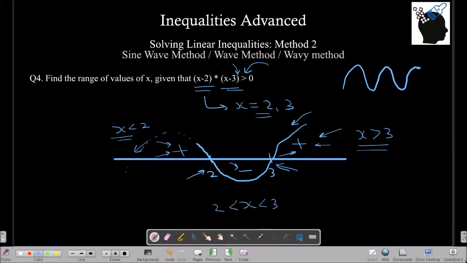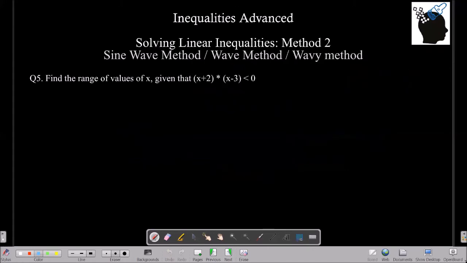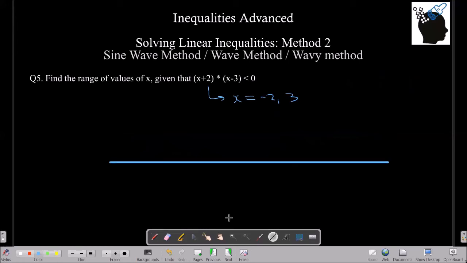Let's try more problems. So in this case, we'll again assume that this is equal to 0 and get the value of x as minus 2 and 3. We are going to plot those two values on the number line. So let me plot minus 2 and 3.